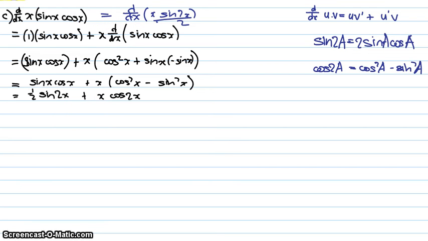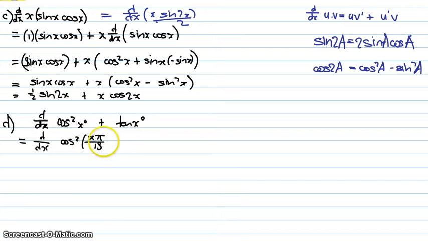Okay, last one. Last one I'm going to do for this question, I'm going to differentiate cosine squared x degrees plus tangent x degrees. Now, if you recall, our differentiation only works when x is measured in radians. So the first thing I'm going to have to do is convert this all into radians. So this is cosine squared x pi upon 180 plus tangent x pi upon 180.